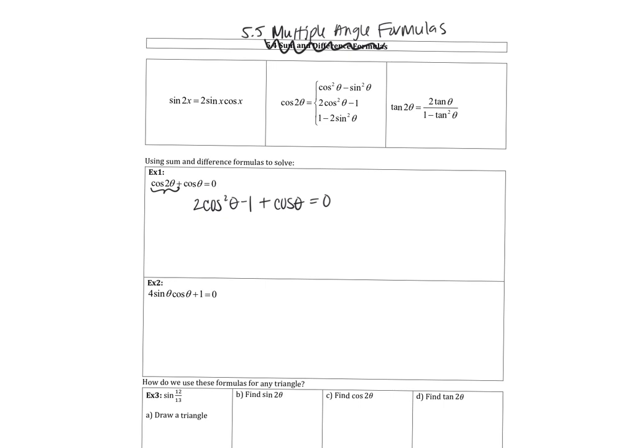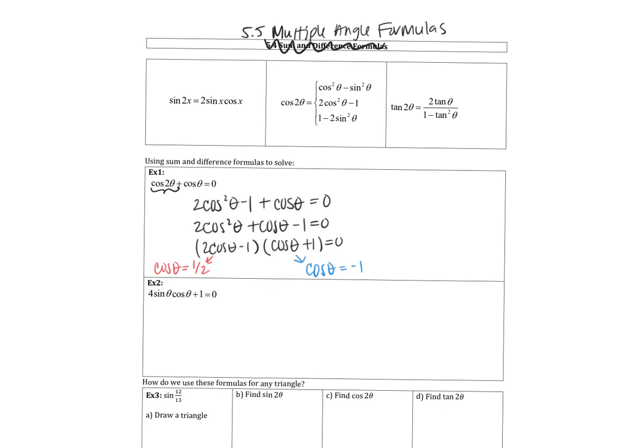Alrighty, so now I can rearrange this to be 2 cosine squared theta plus cosine theta minus 1 equals 0. And we can go ahead and factor this, and you will get 2 cosine theta minus 1 times cosine theta plus 1 equals 0. Let's set each factor equal to 0. Cosine theta equals 1/2, and over here, we're going to get cosine theta equals -1.